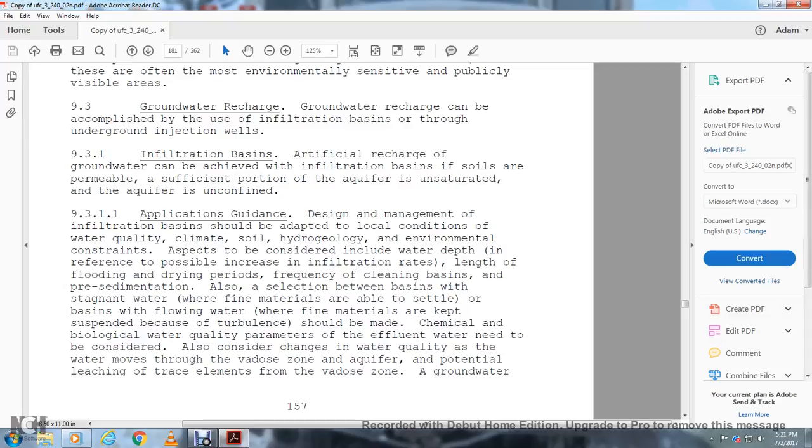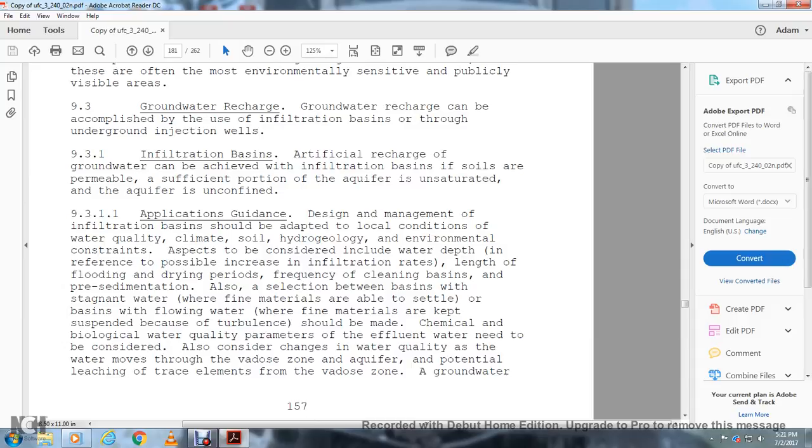9.3.1 Application guidelines. Design of the infiltration basin should be adapted to the local conditions: water quality, climate, soil, hydrogeology, and environmental constraints. Aspects to consider include water depth in reference to possible increase of the infiltration rate, the length of flooding and the dry period, the frequency of cleaning the basins, and sedimentation. Also, selection should be made between basins with stagnant water, where the fine materials are able to settle, and basins of flowing water, where the fine materials are kept suspended because of the turbulence.